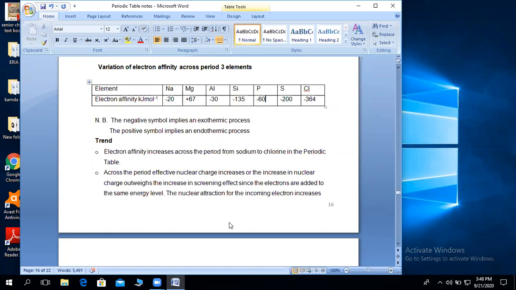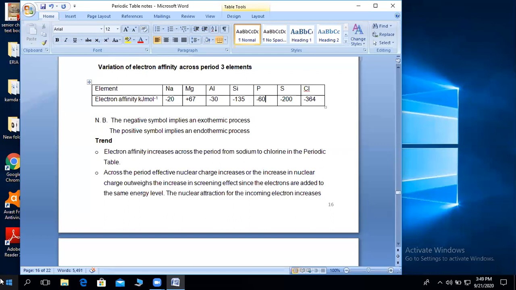Then you should remember that atoms which have outermost energy levels fully filled with electrons or half filled with electrons, those atoms are stable and they always resist either removal or addition of an extra electron. I repeat, atoms which have a fully filled outermost energy level, or half filled energy level, they resist addition of an extra electron because they are stable.